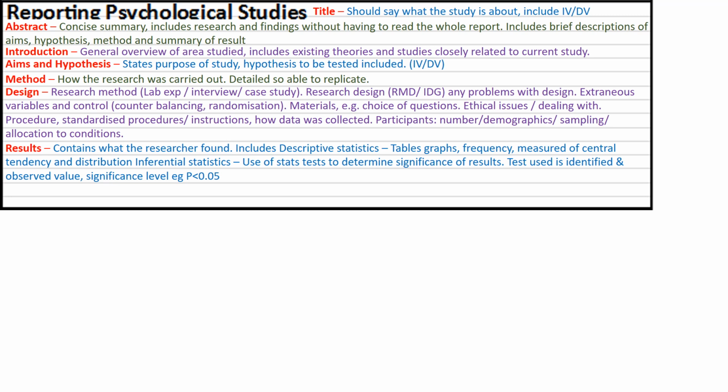So the test that was used is going to be identified. The data will be put through the stats test, and it will spit out an observed value, and then this will be checked against a critical values table against one of the levels of significance, so perhaps like 0.05, and then we'll be able to see whether the hypothesis is significant or not.